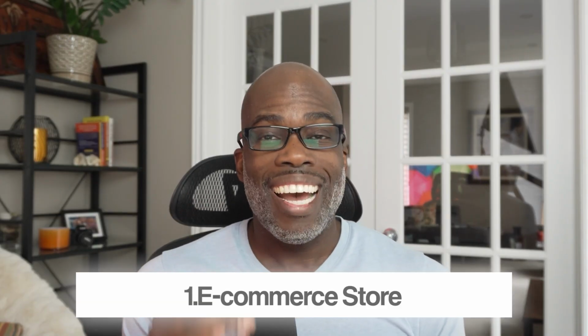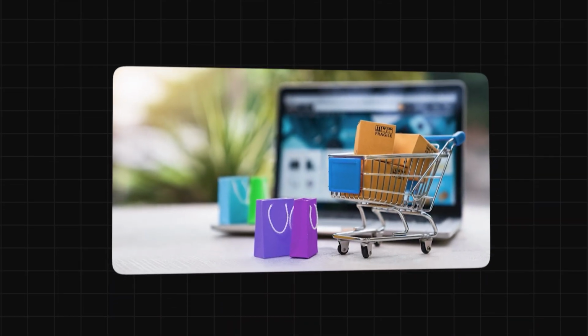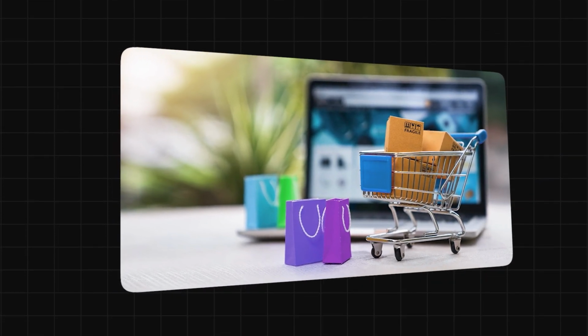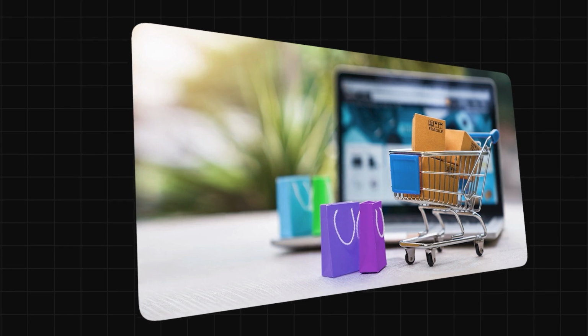Let's start with number 1, an e-commerce store. So an e-commerce store is a store where you're going to sell physical products to people that simply want to buy what you have to sell. It could be products or it could be a service.